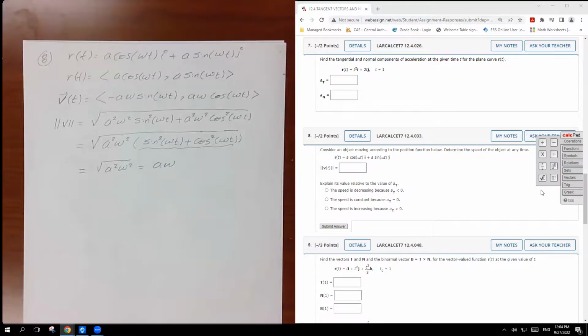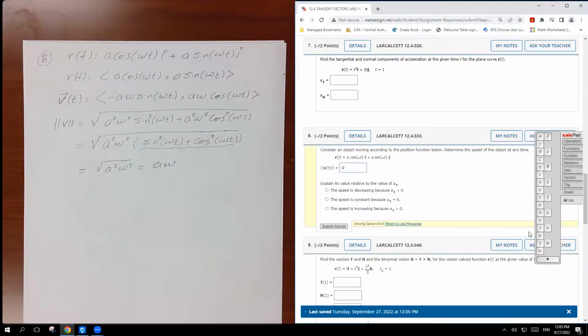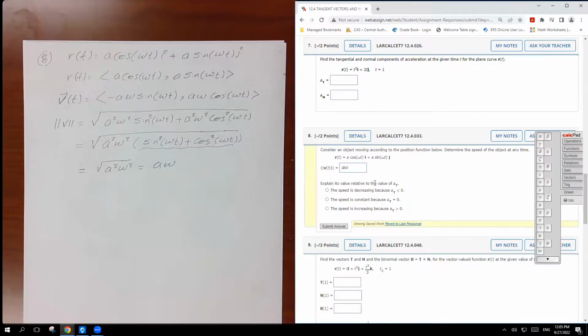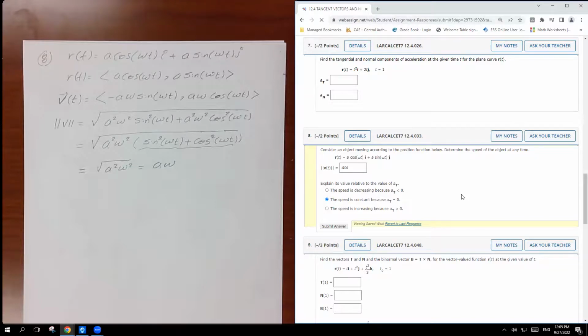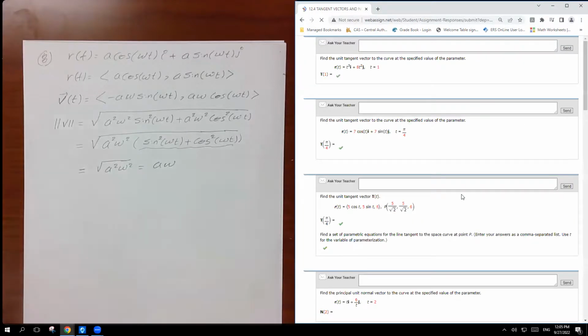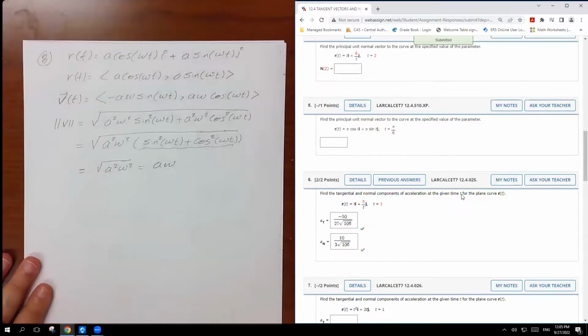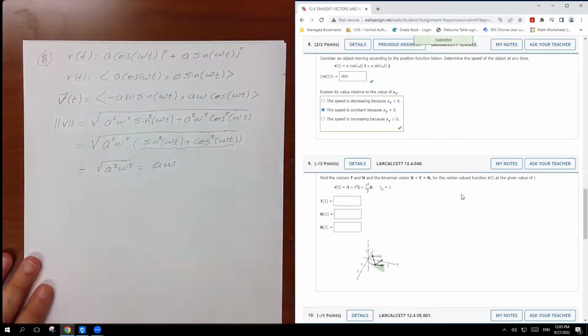So a omega. I think we can write down a, but I have to choose the omega, which is here. A omega. And now it's the speed, because it's the same thing, so it's equal. Yes, that's it.